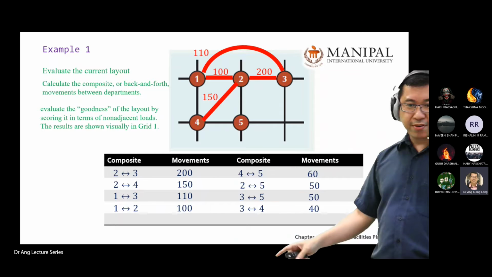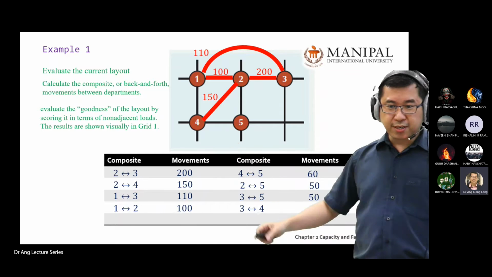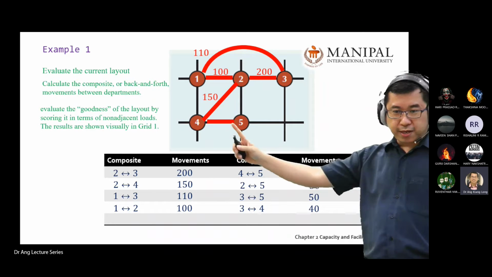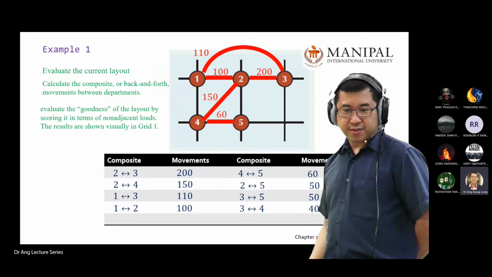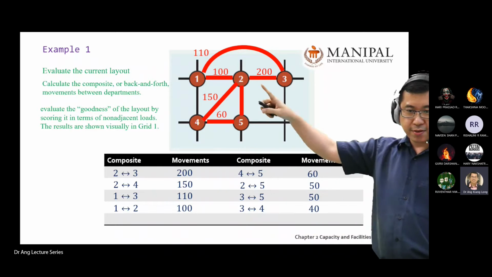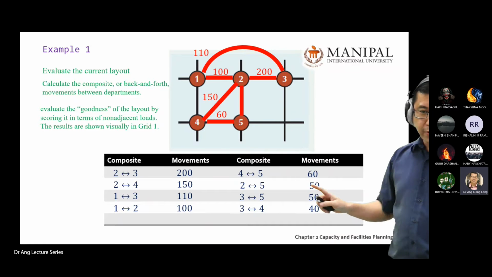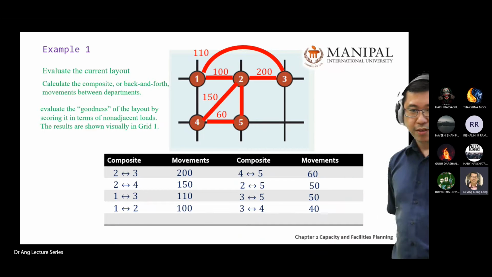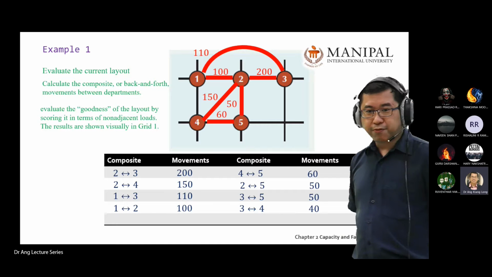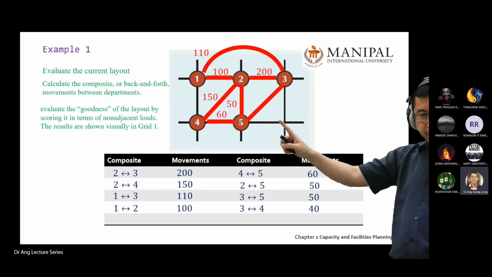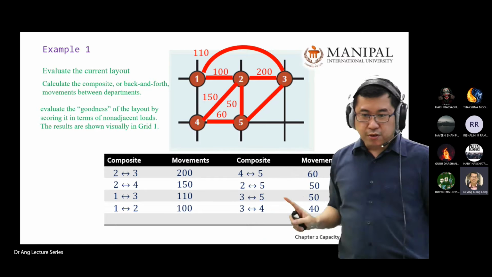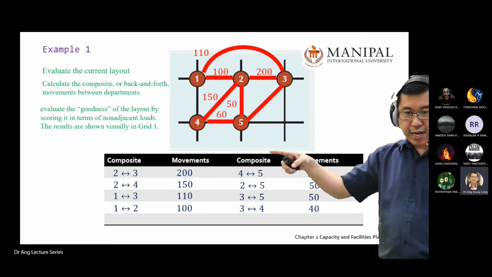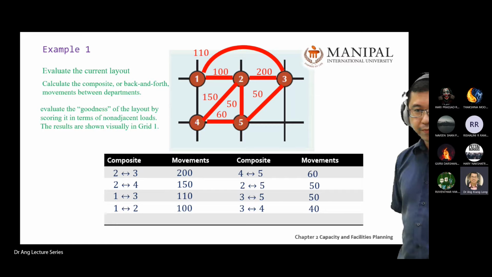4, 5, also adjacent. You label 60. What about 2, 5? 2, 5 also adjacent. You fill in the value 50. What about 3, 5? 3, 5 also diagonal. 3, 5, 50. You draw a line, fill in 50 there.